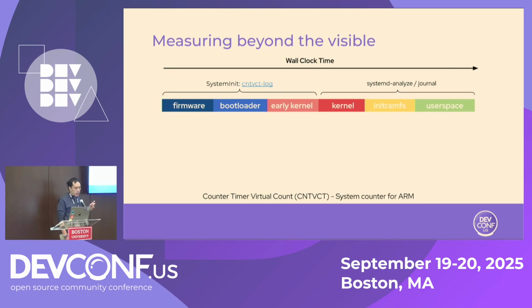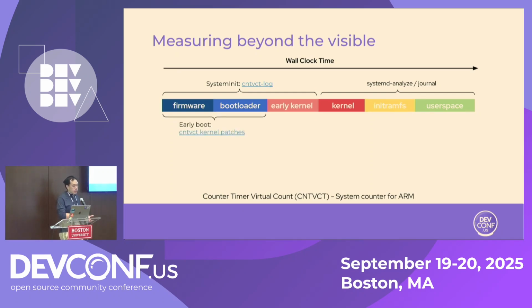We kind of solved this by using a system counter on ARM called CNTVCT. As soon as the processor starts up, it starts running a count, and we use that as our baseline to figure out how much time has elapsed since the system started up. The first one, the CNTVCT log, can be installed in user space. But the problem is you can't distinguish what is firmware or bootloader, only up to the point where the kernel is actually measuring logs.